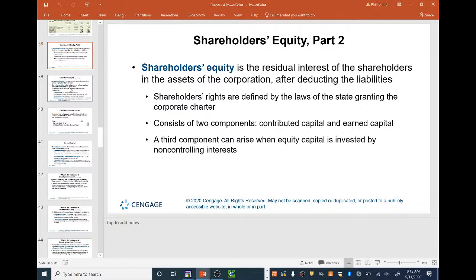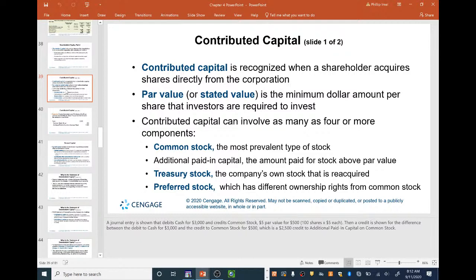The third component can arise when equity capital is invested by non-controlling interests. So once again, that's the non-controlling interest portion of it, and that's only if a company has acquired another company and has an ownership percentage, but less than 100% of the stock out there. That's when you'll see that non-controlling interest in the equity component.